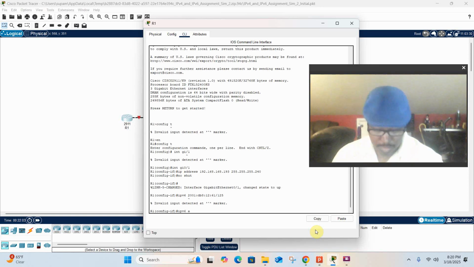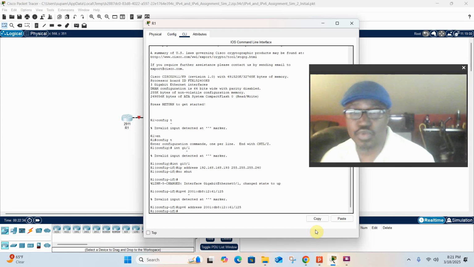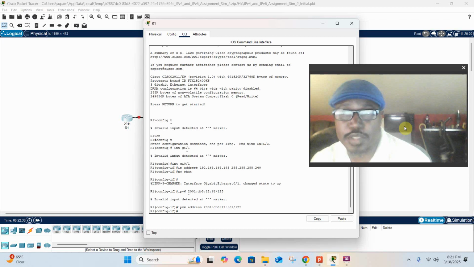IPv6 address, three Ss, 2001 colon DB8 colon 12 colon. What did I put? 61? Yeah, 61 slash 125. Okay, so that's it for router 1. Now we're going to go over to router 2 and do the same thing.